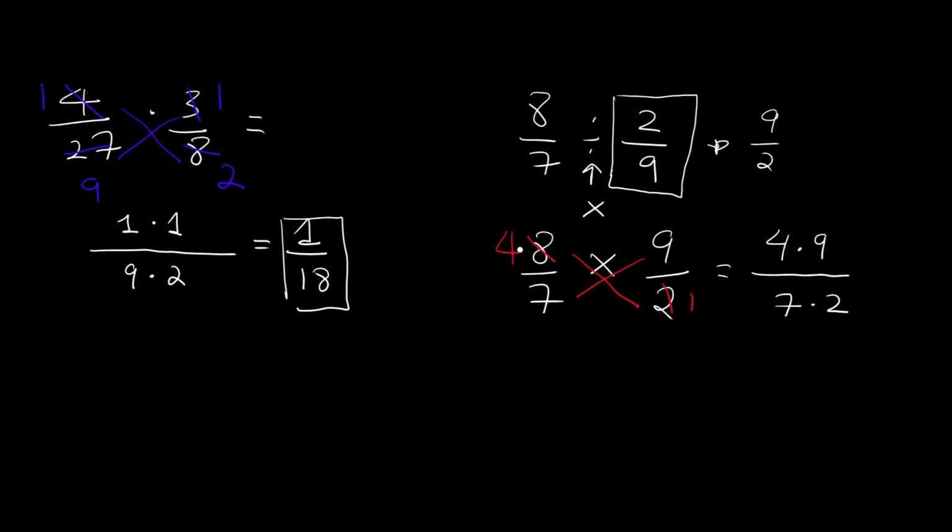Now 4 times 9 will be 36, and 7 times 1 will give me 7. So our final answer is 36 over 7. And this is how you multiply and divide fractions.